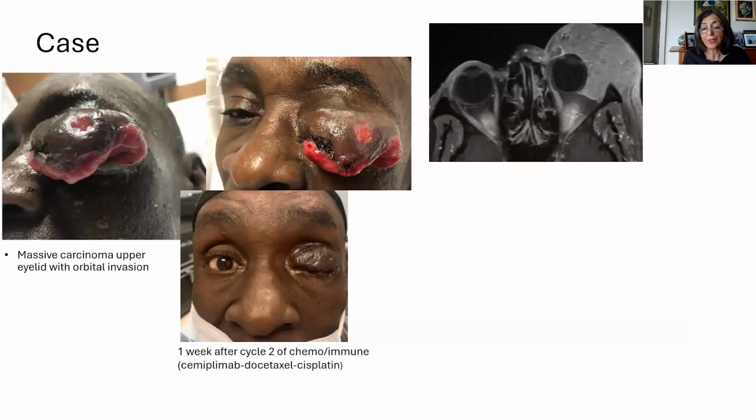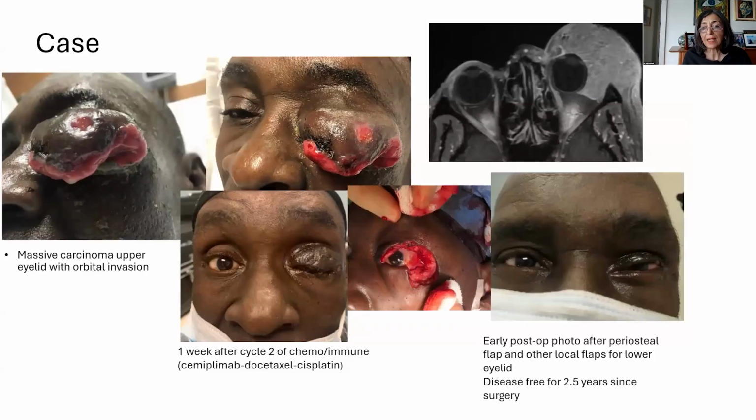Then he had surgery with negative margins and reconstruction. So this is a really nice outcome for locally advanced squamous cell carcinoma. So far, I have 2.5 years of follow-up in this patient. He has not had any recurrence. Unfortunately, he has not experienced any metastasis either. So this is a really nice outcome.